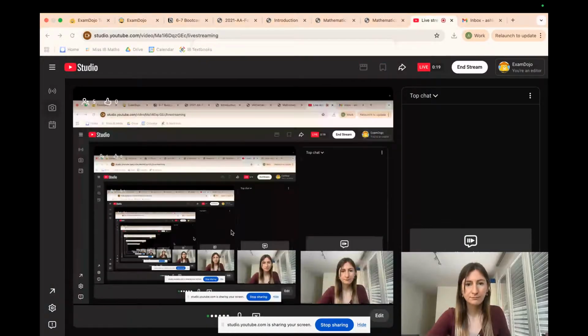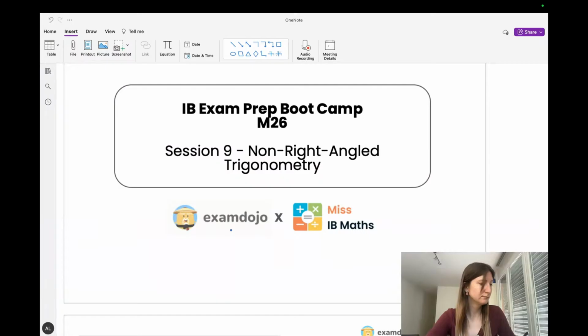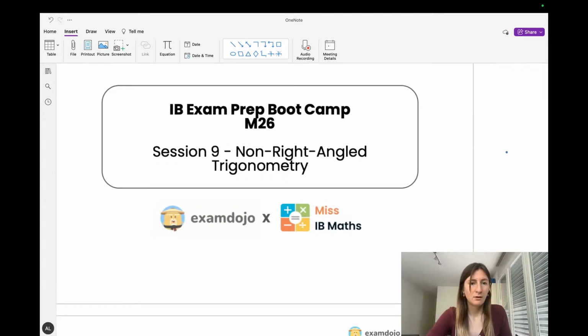Let me just get my iPad going. I think there we go. All right, please let me know if you can see my screen, just to check. Should be able to see it now. Just give it 2 seconds.